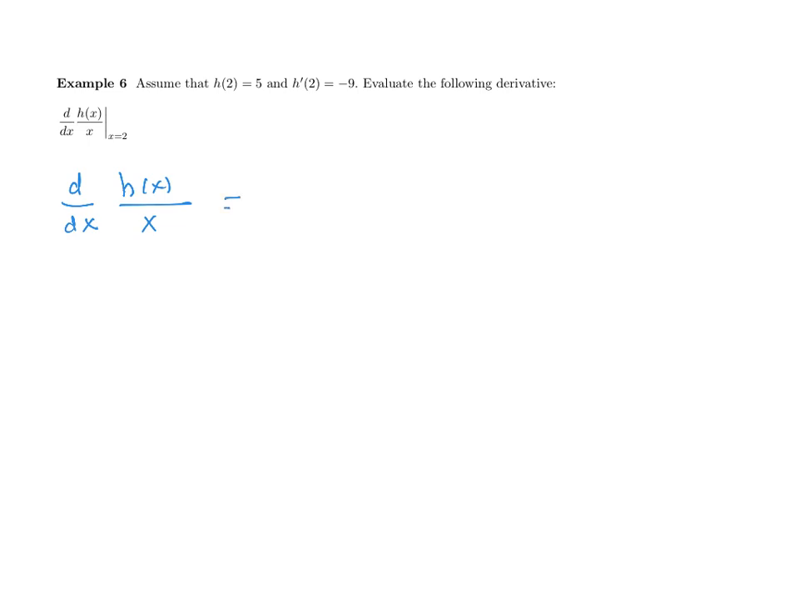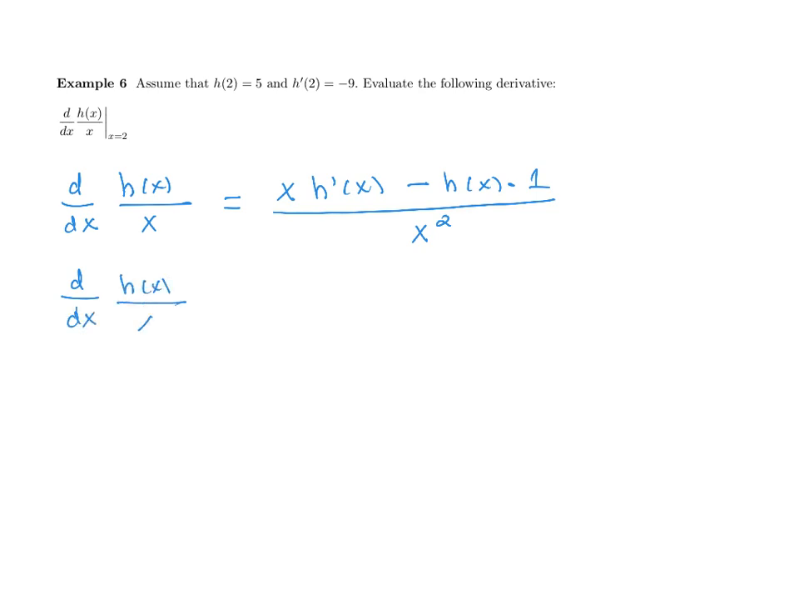The quotient rule says the derivative of this is the bottom times the derivative of the top minus the top times the derivative of the bottom, and the derivative of x is 1. And this is all divided by x squared. Not a whole lot to simplify, but I'll just rewrite it one more time here. This is x times h prime of x. Really, you can just put minus h of x and divide this by x squared.